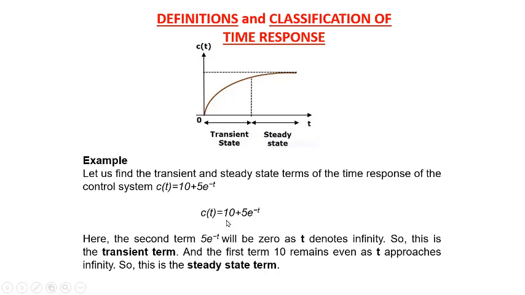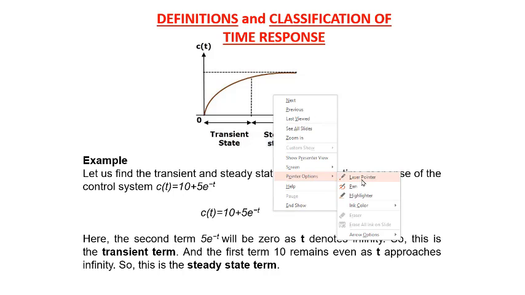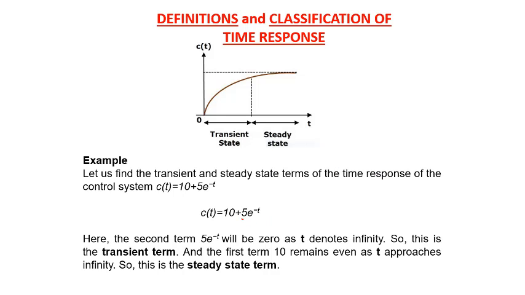One is the steady state term and another is the transient state. Here the second term, 5 e to the power minus t, will be 0 as t tends to infinity. When we substitute a very high value of t, near to infinity, that value will be equal to 0. Hence this is the transient phase.